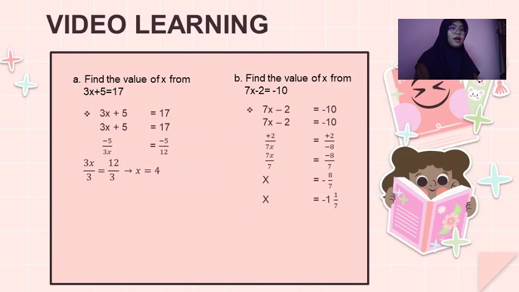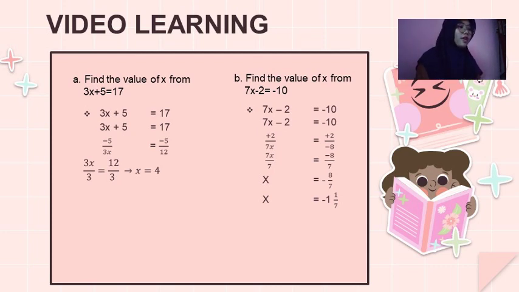For video learning. The first, find the value of x from 3x plus 5 equals 17. 3x plus 5 equals 17. Minus 5 on both sides, 3x equals 12. Divide by 3 on both sides, 3x over 3 equals 12 over 3. x equals 4. So the value of x is 4.